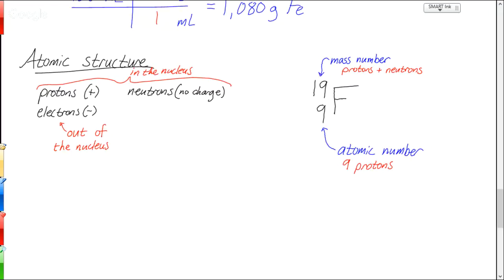So in this case, because there's no charge, we can assume that we have the same number of electrons as protons. So that the two charges balance, the positive and negative charges balance each other out. Yep.